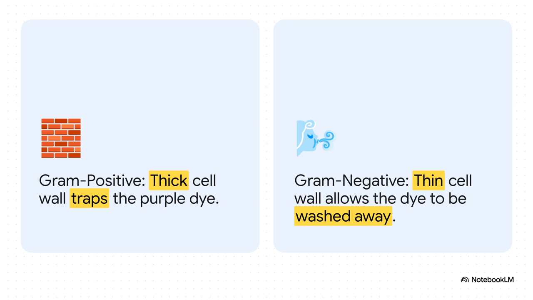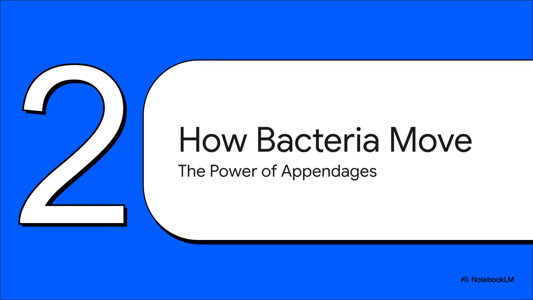And this isn't just a fun party trick. That difference in armor is absolutely crucial for things like figuring out which antibiotics will work against them. Okay, so the gram stain is awesome. It splits them into two huge teams, Team Purple and Team Pink. But what if you have two different bacteria and they're both purple? You need another way to tell them apart. So the next thing scientists look at is, do they move?